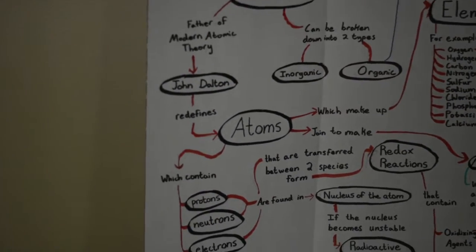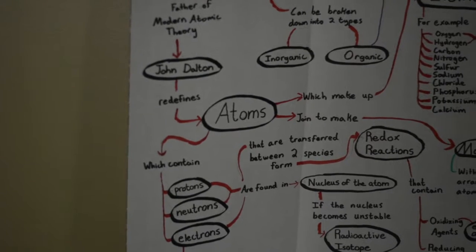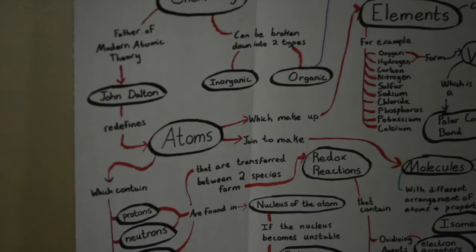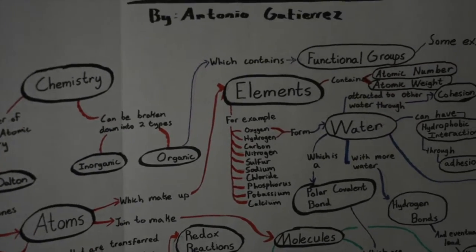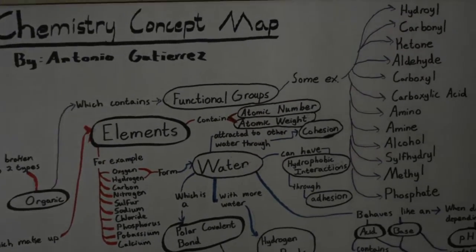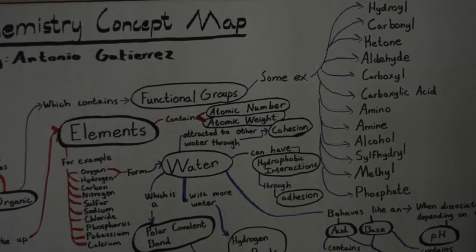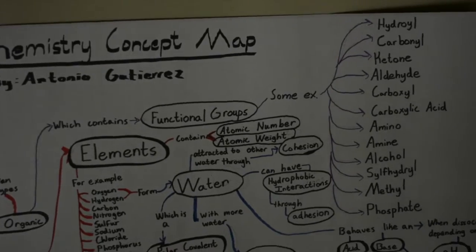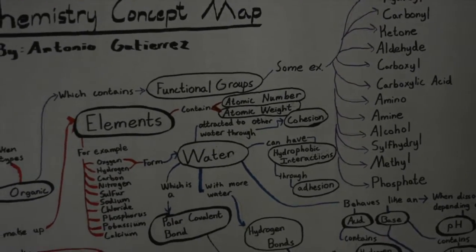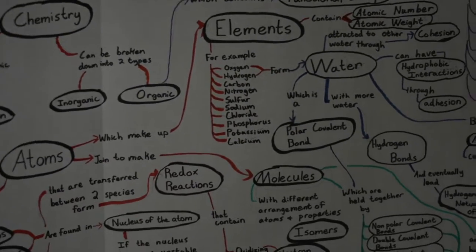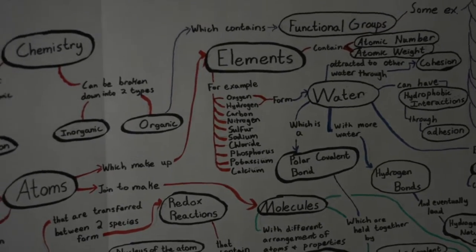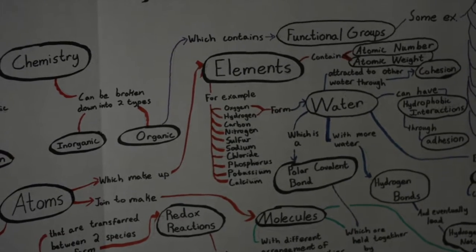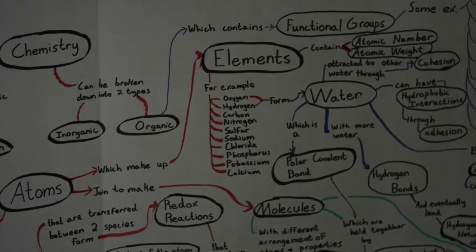Okay, another thread from atoms says atoms make up elements. We all know that, and elements contain an atomic number and an atomic weight. That's just how we can differentiate between different elements. The examples of the elements I've given you right there are also some of the elements that have been on our list of terms, from oxygen all the way through calcium.